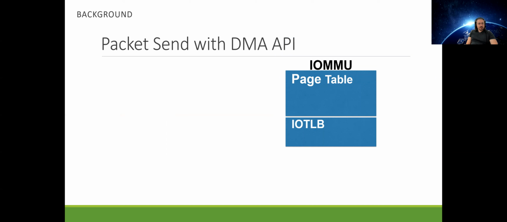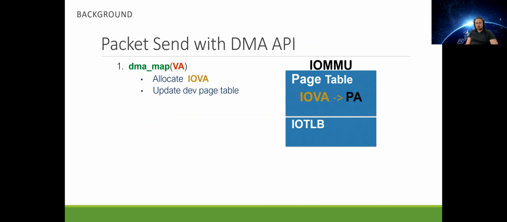This is an example of a sent packet. First, the device driver maps the buffer. That's the virtual address of the buffer in red. It allocates an IOVA. It updates the DMA map operation. Updates the page table. That's the blue box on the side. And now we have a mapping. Now the red virtual address and the yellow IO virtual address point to the same physical page.